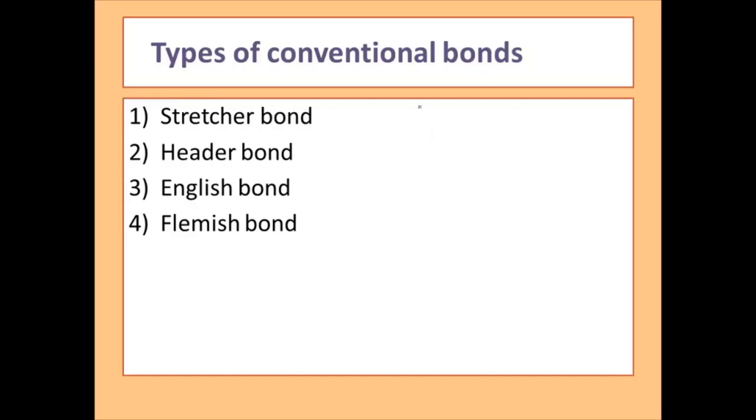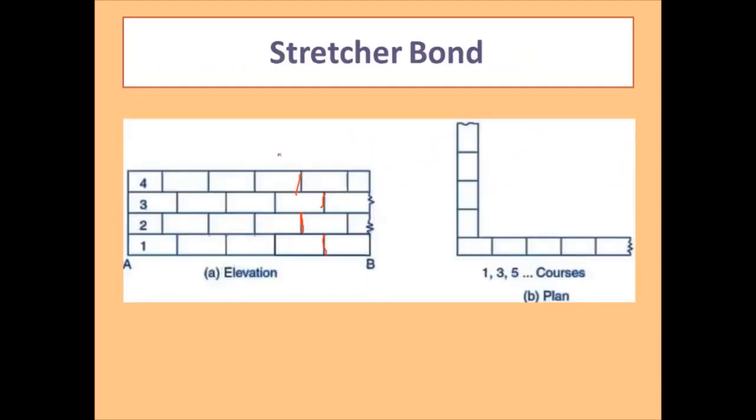Then there are 4 types of conventional bonds in brick masonry. A conventional bond is any bond that follows the given rules. The first one is the stretcher bond, the second is the header bond, the third is the English bond, and the fourth is the Flemish bond. Let us see the first one here, the stretcher bond.